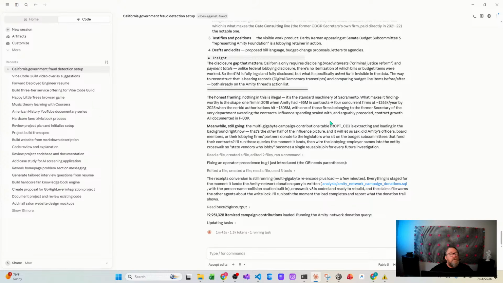Oh, I like that. See, I like how these tools are able to stitch together data and find patterns. We are going to find the patterns that matter, people.